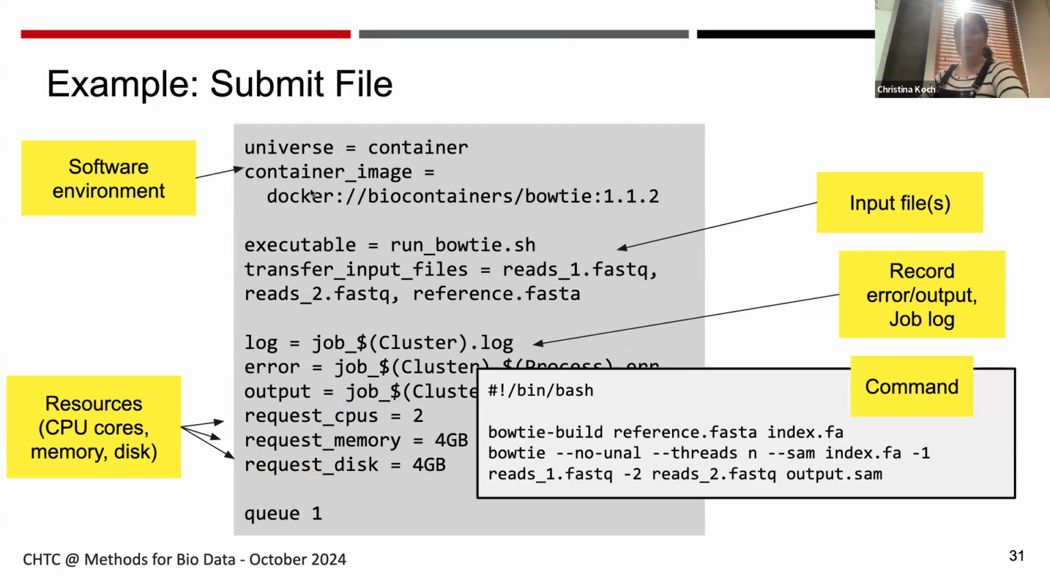One way to create pre-built software environments is through containers, so that's what we have here: a container with Bowtie. We list our input files, so our 2 reads and our reference. There are options for recording error, output, and logging information, and for the number of cores, amount of memory, and amount of disk we want to use. The keyword at the end indicates that we want to run 1 task. It can be modified to run multiple.